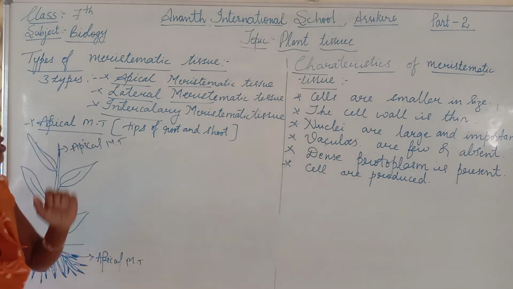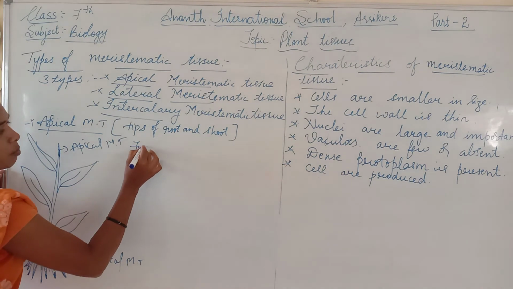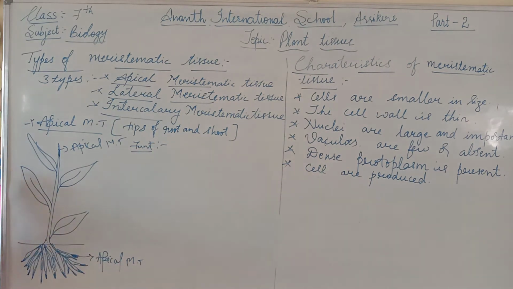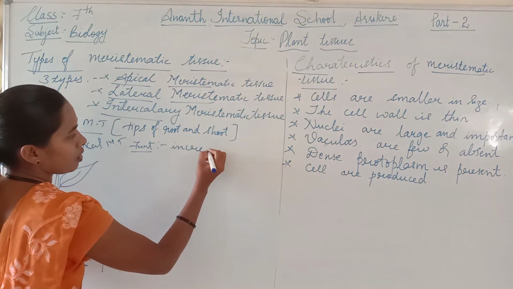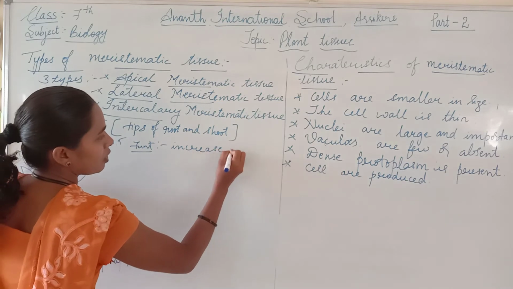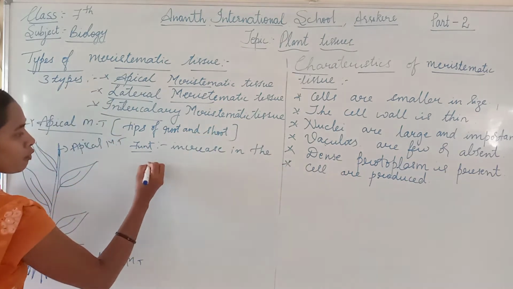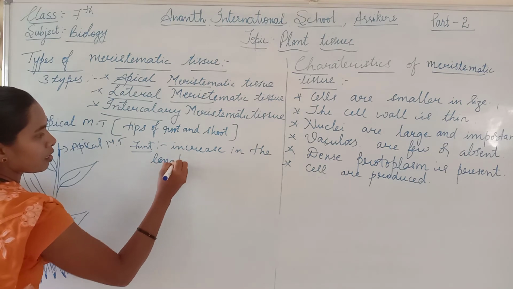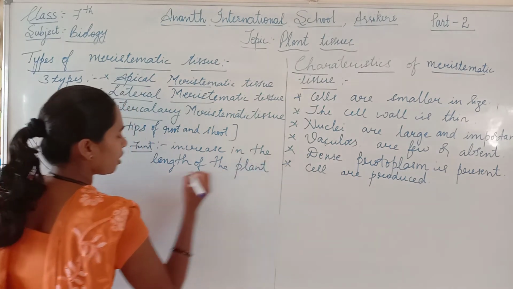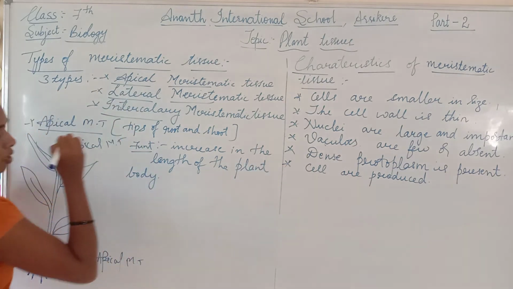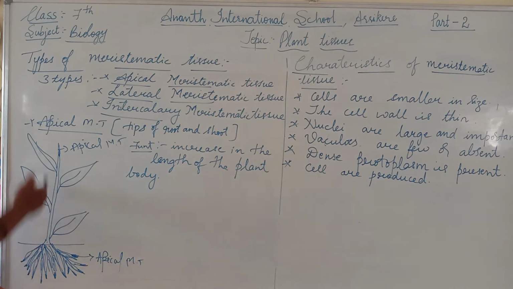Then what will be the function of this meristematic tissue? The function of meristematic tissue is increase in the length of the plant body. Increase in the length of the plant body means where the growth takes place. So the growth takes place in the shoot as well as in the roots. That shows the function is length of the plant body.